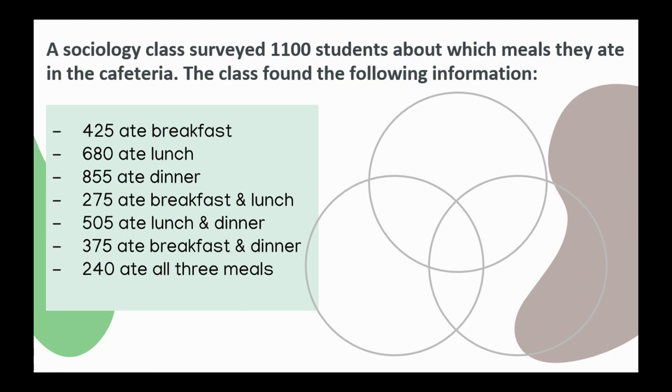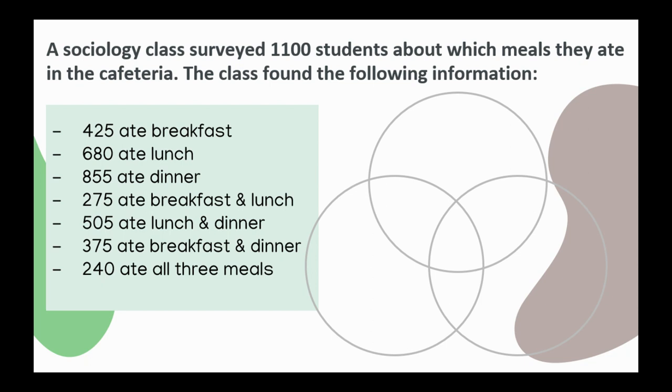So a sociology class surveyed 1,100 students about which meals they ate in the cafeteria and found the following information listed out in this table here. Now, I want you to catch the important piece here. We're talking about 1,100 students, which means that the universe has 1,100 students. Not all of them may be in the categories, okay? So just know this.